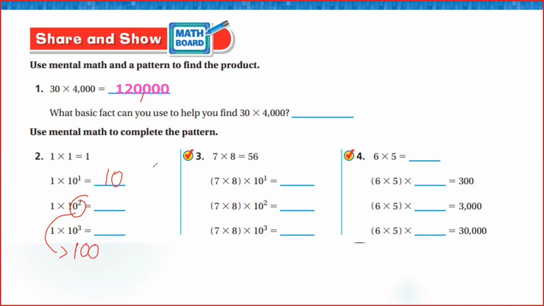So 1 times 100 is 100. Now, 1 times 10 to the power of 3. 1,000, bravo. Here we have 10 to the power of 3, which is 1 with 3 zeros, or you can say 10 times 10 times 10. So now the answer is 1,000. Bravo. Thank you, Muna. Now, with Widyan.